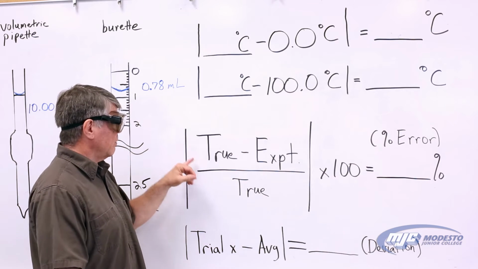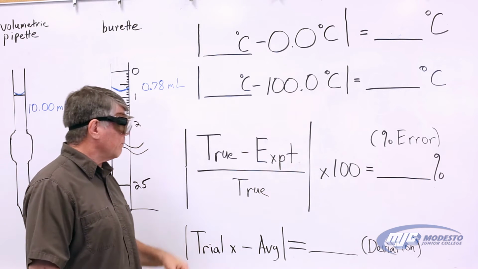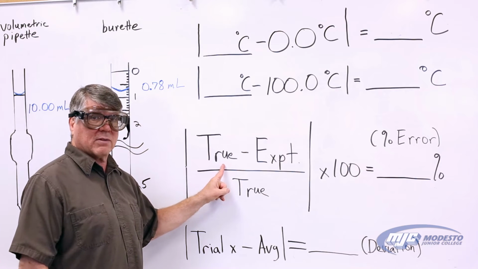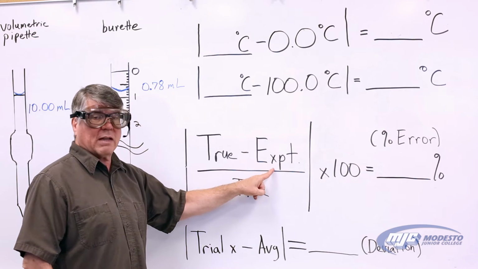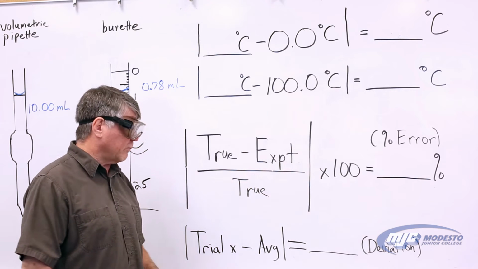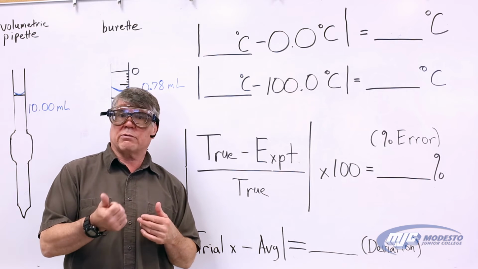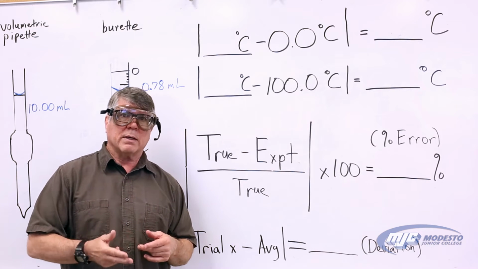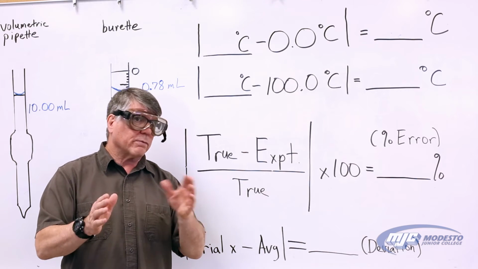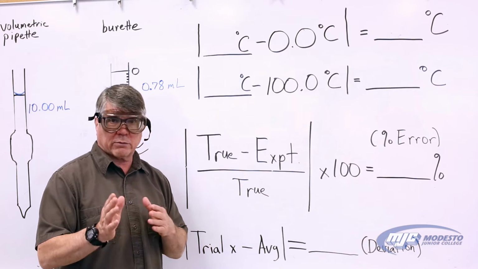To do these calculations, again, please notice the absolute value bar, so even if you get a negative number, just make it positive. What this says is that the true value, the real value of the mass of 10 milliliters of water, minus what you measure, that's your experimental value, that difference divided by the true value times 100 is the percent error. And whichever of those three instruments, the graduated cylinder, the volumetric pipette, or the burette, has the smallest percent error is going to be the most accurate for you. And it's different for different people. It depends upon how careful you are and a lot of different factors.